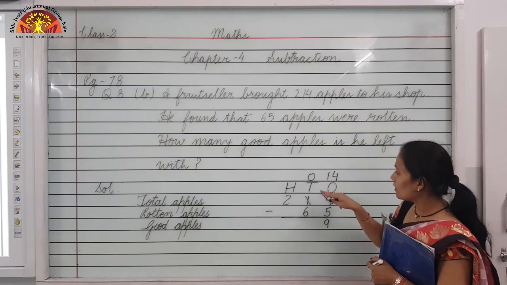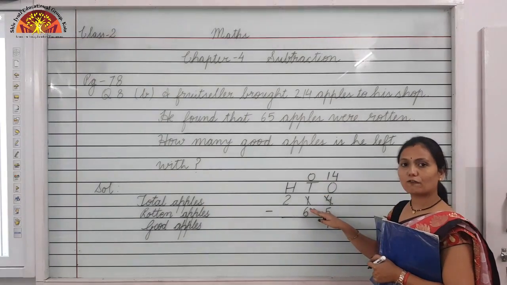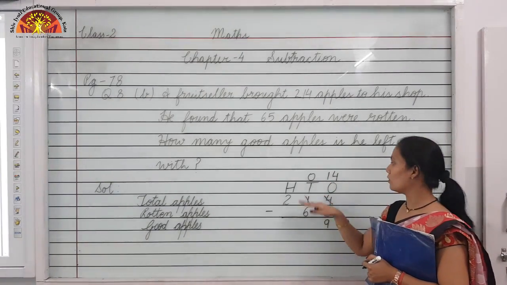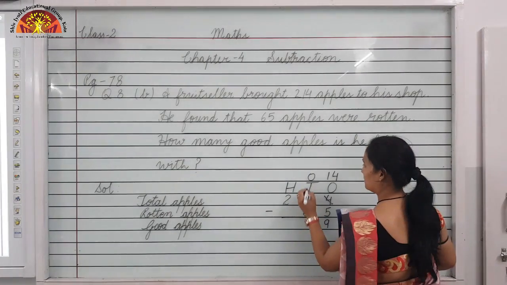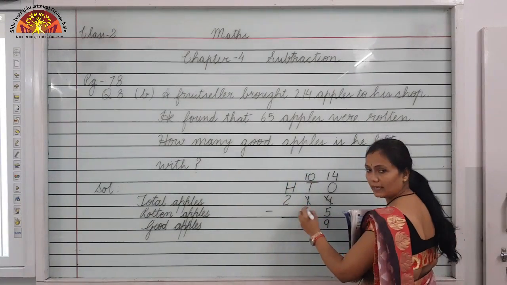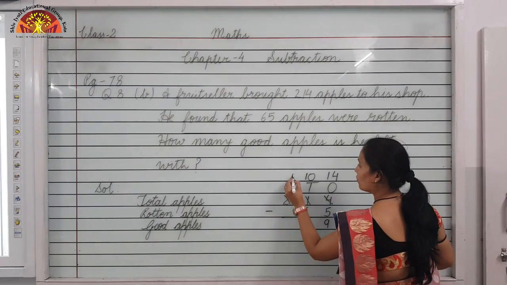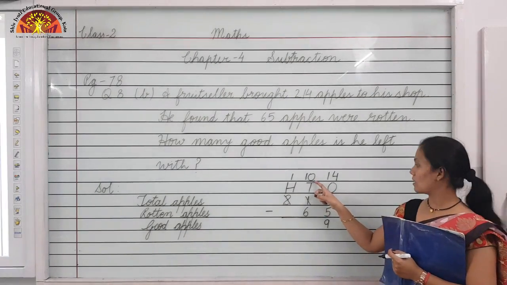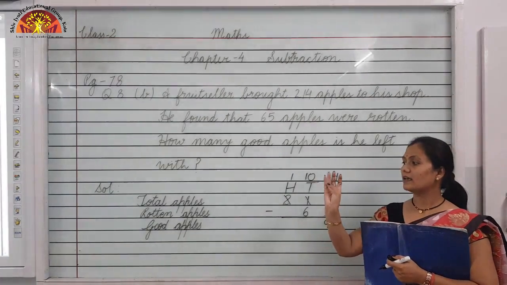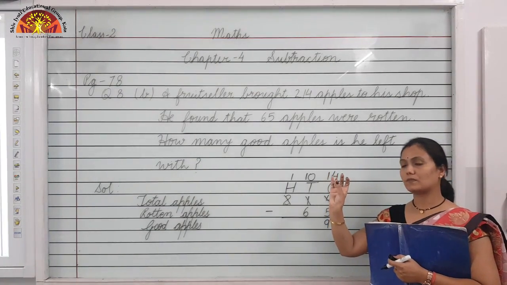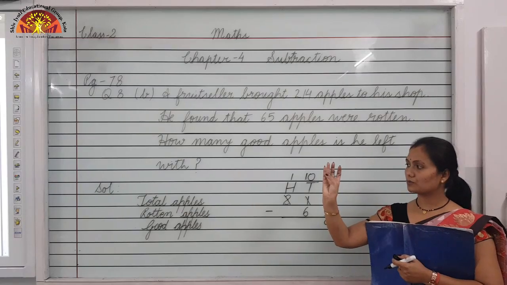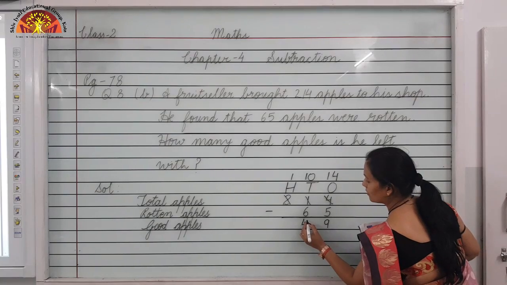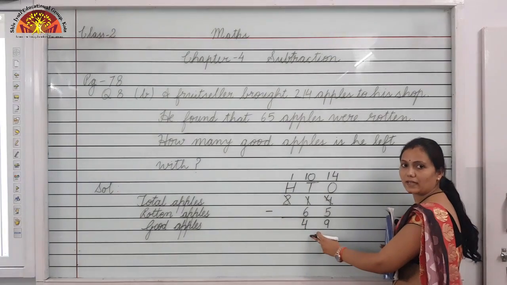Now we have to subtract 6 from 0. So it is not possible to subtract 6 from 0. Again we will borrow 1 from hundreds place. So it becomes 10 and this 2 becomes 1. Now we will subtract 6 from 10. So count after 6. 7, 8, 9, 10. Now start counting. 1, 2, 3, 4. So what number came? 4. We will write 4 at tens place.